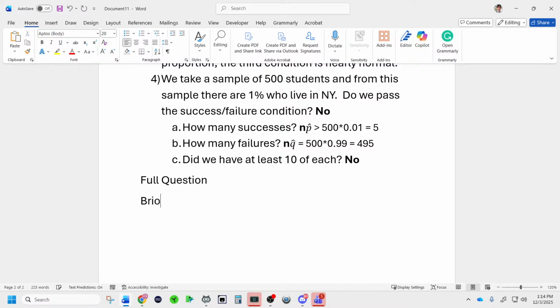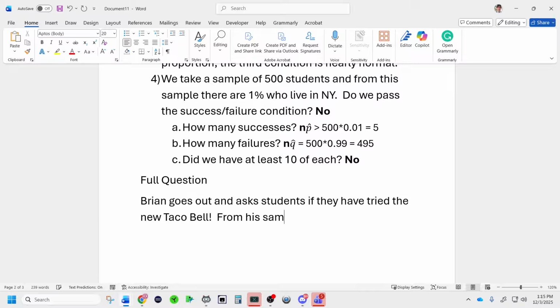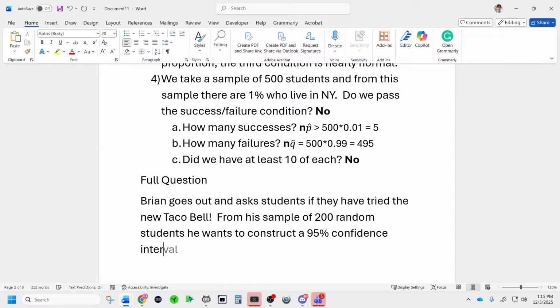Okay, so Brian goes out and asks students if they have tried the new Taco Bell. Check it out on the strip. Baja Blast, everyone. So from his sample of 200 random students, he wants to construct a 95% confidence interval. He found that 80 students have gone to the Taco Bell.